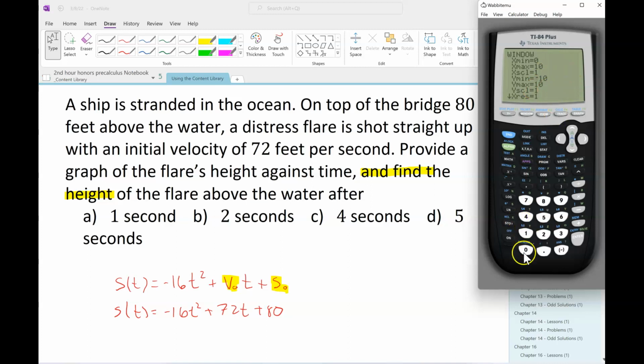Y is representing the height of the flare. Well, 0 to something. It's going up from 80. I don't know, I'm going to guess, or it's already 80 feet up in the air. I'm going to guess 200. I don't really know, I'm just guessing. And then let's hit graph. Not too shabby, Mr. K, for just a guess.